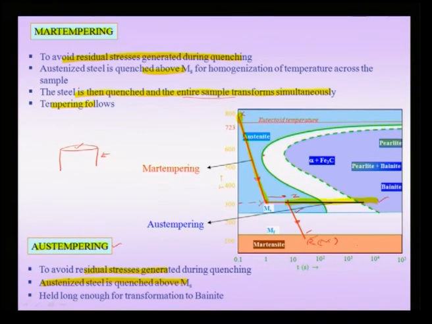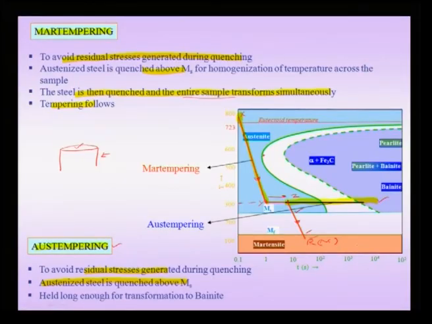So, now we have considered two variations of the quenching process, and these two have been designed specifically to reduce the residual stresses which arise during quenching. One is Mar tempering, another is Aus tempering. And also we have seen how the TTT diagram can be used as an important engineering application to design these heat treatments, specifically the ones we have just now seen.